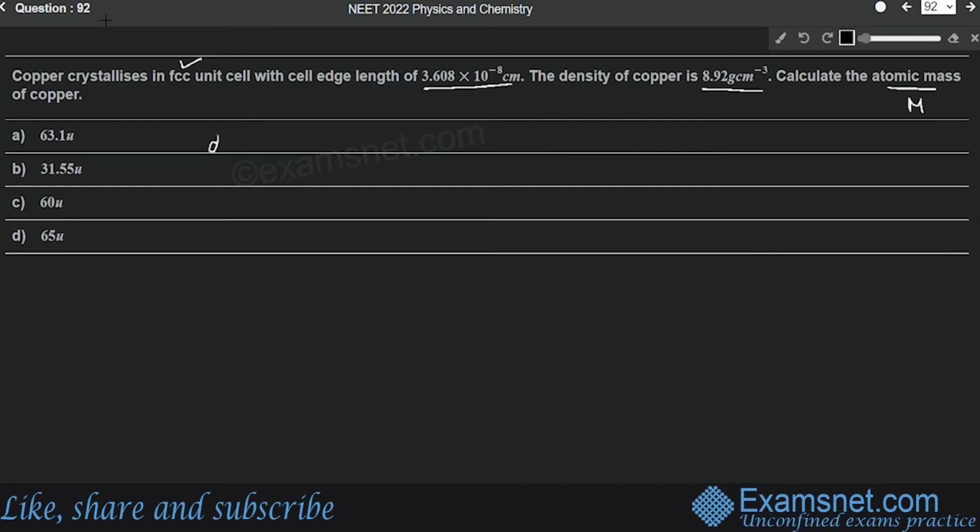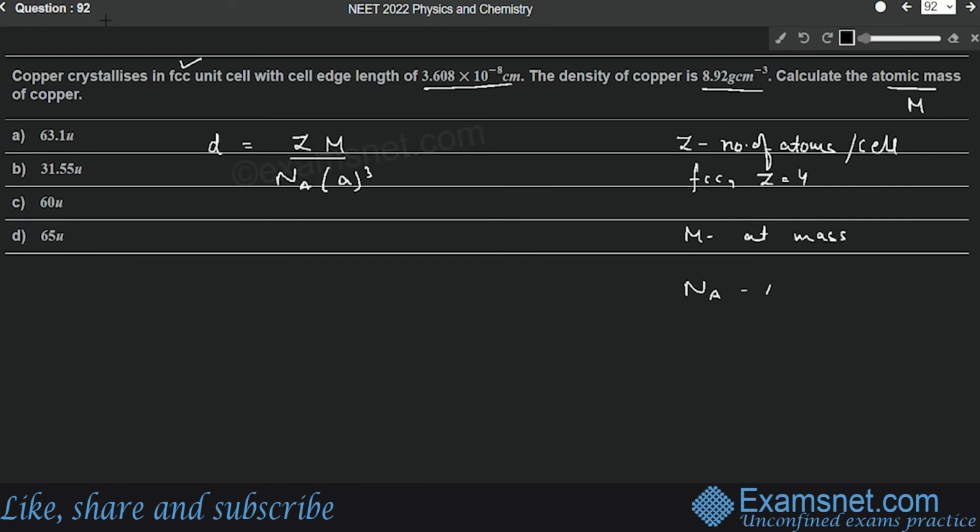Okay. Now we know that density can be calculated as Z into M divided by Na into a cube. Okay, so what is Z here? It is the number of atoms per unit cell. Okay, so in case of FCC, Z is equal to 4. Okay, now M is the atomic mass that has to be calculated here. Na is the Avogadro number, that's always constant, and a is the edge length. Okay, it is also given in the question. And what is d? d is the density.